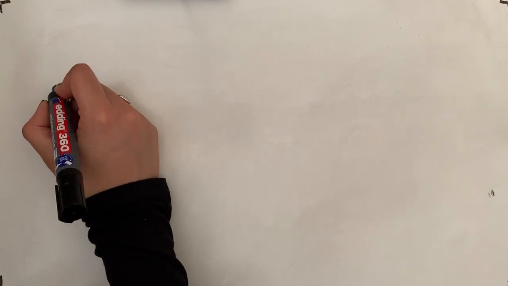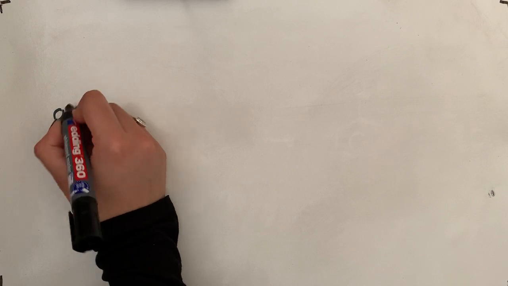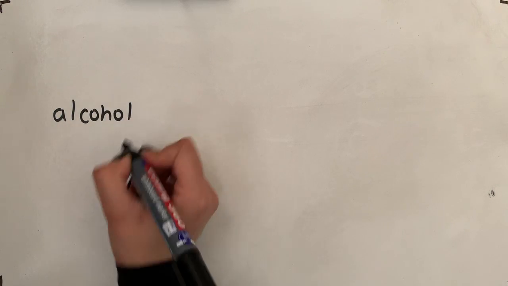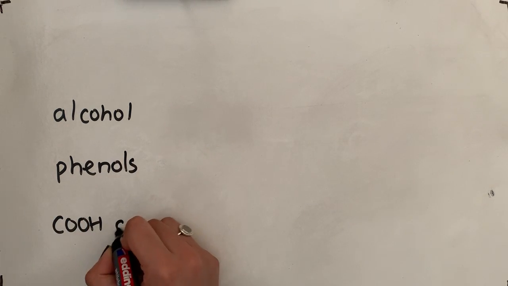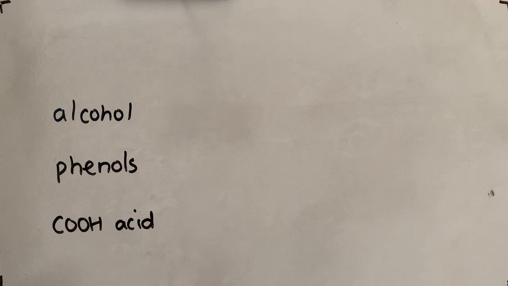Now, given a phenol has an OH group, it might be worth looking at the reactivity of a phenol in comparison to an alcohol. So I'm just going to look at 3 types of functional groups. I'm going to compare alcohols to phenols and compare those to carboxylic acids. I'm just writing Q acid just to shorten that down.